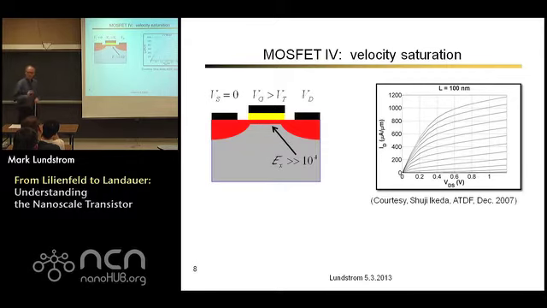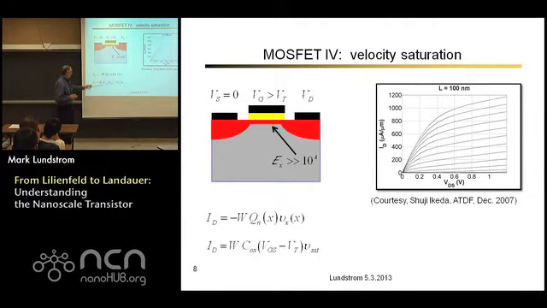Okay, so if we assume that it is, we can devise an expression for the current in the high drain voltage regime. So we'll assume the electric field is very big everywhere in the channel. Current is still proportional to charge times velocity. The charge at the beginning of the channel is minus Cox (Vg minus Vt).